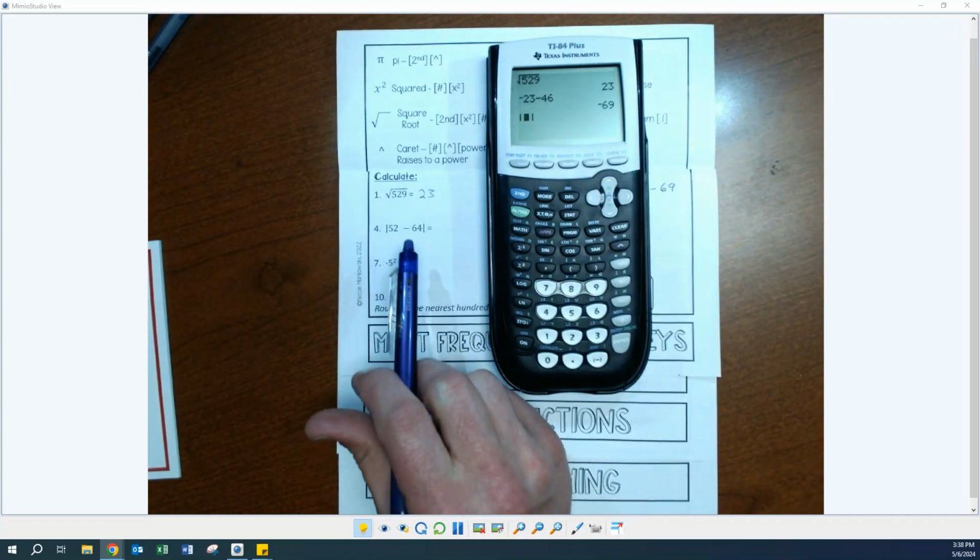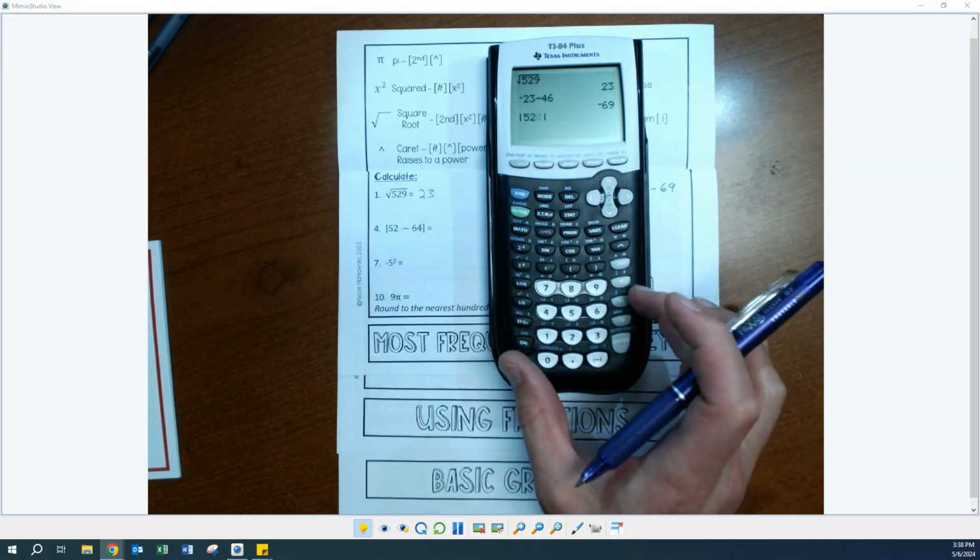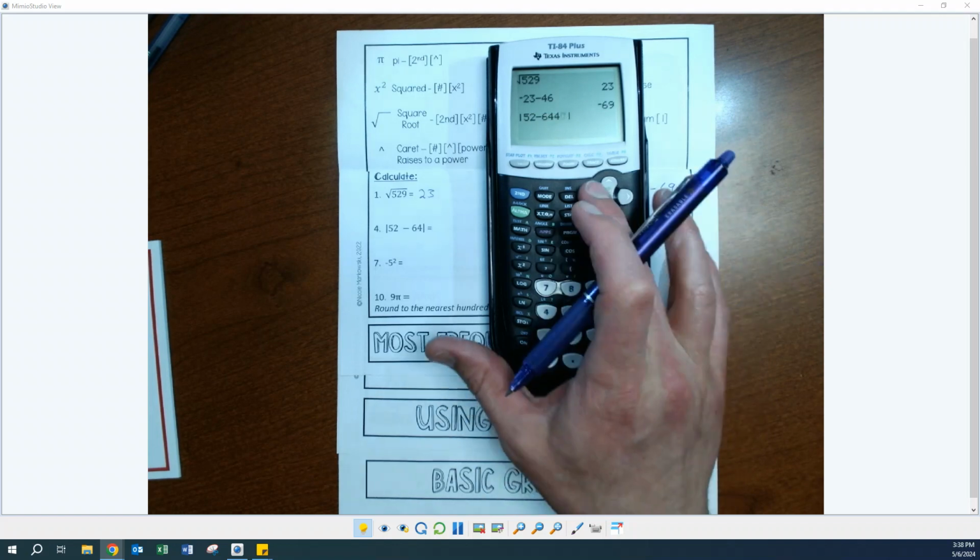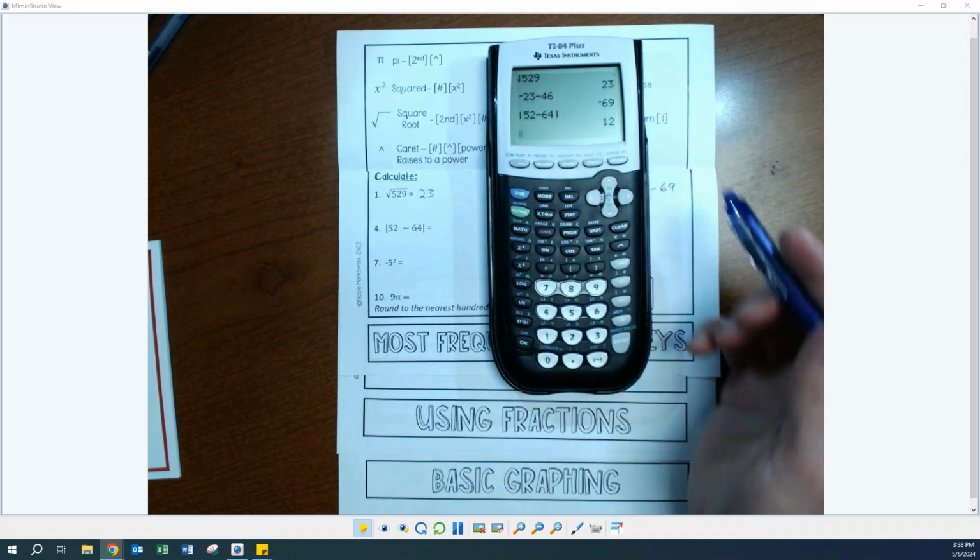It wants 52 minus 64. So we take 52, we minus 64, and we get 12.